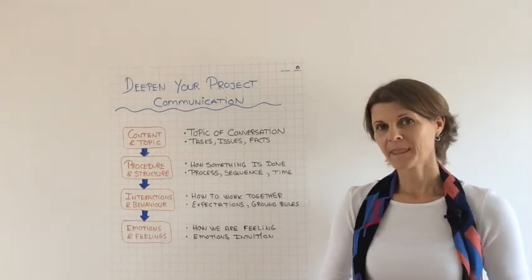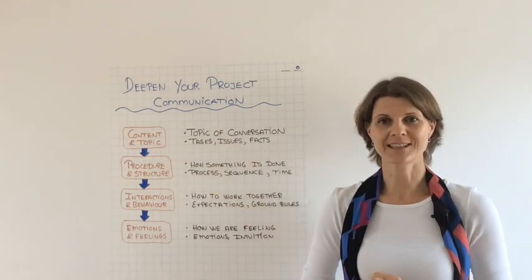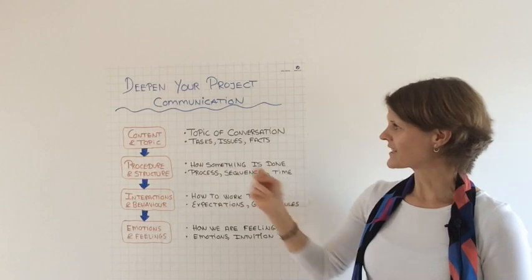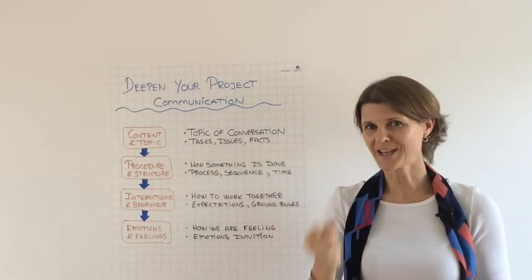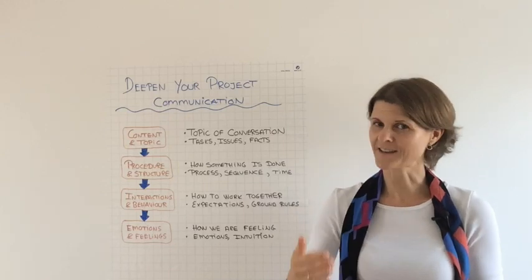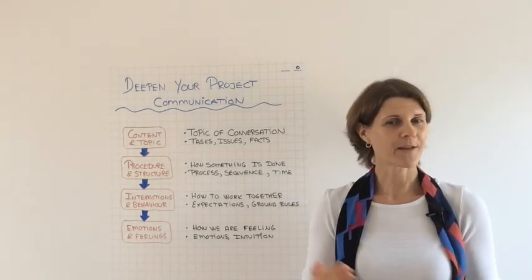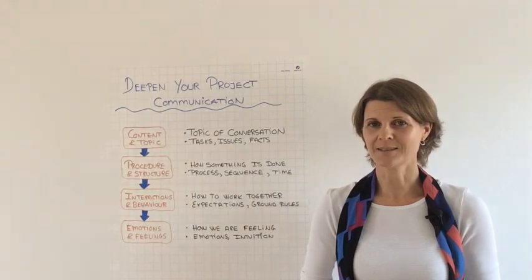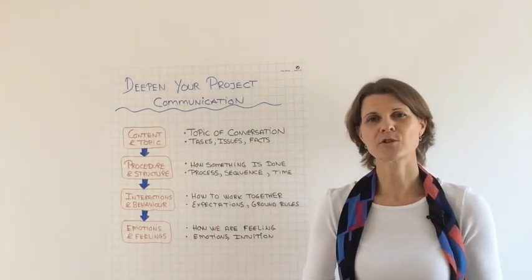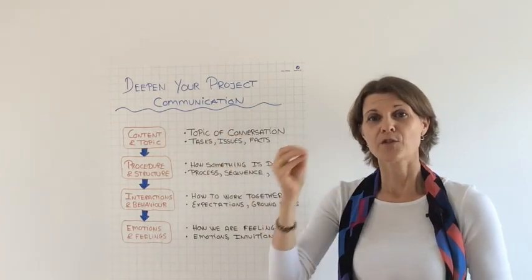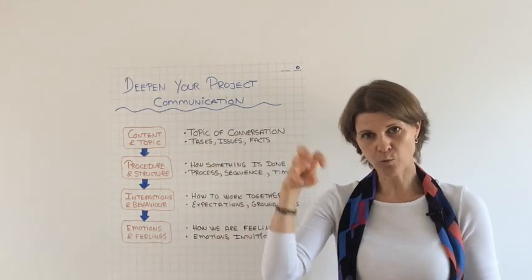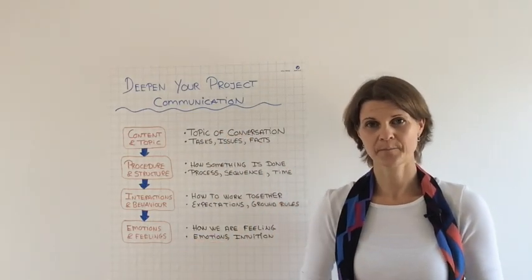Level 1 is all about content and topic. This is essentially about the tasks, the requirements, the issues or the risks, the facts and the figures. Think about the last time you had a meeting. I bet that you spend most time talking about the content, the topic, the what needs to get done, the what is in your way.